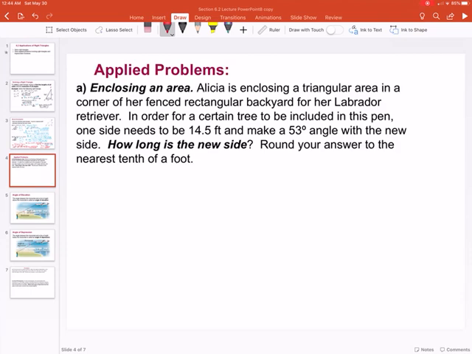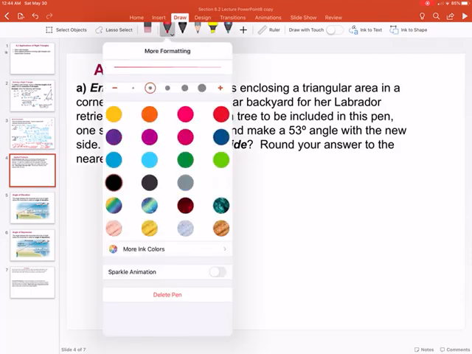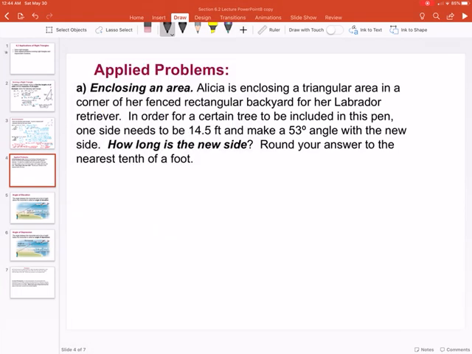All right, so let's go ahead and draw. Let's get a picture of this backyard that we're looking at. So we've got a rectangular fenced-in backyard. All right.